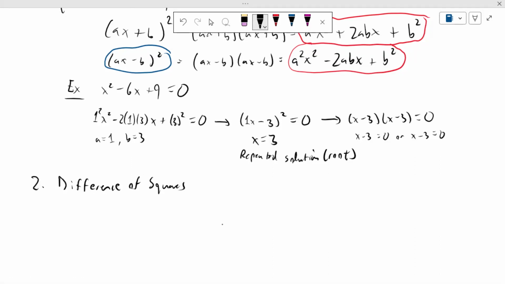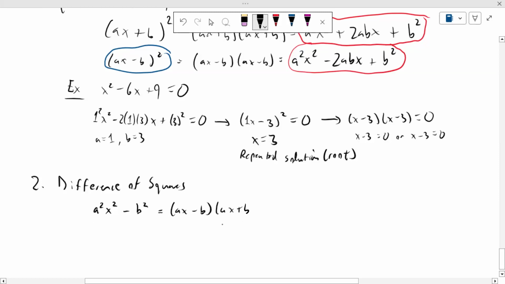Okay. And so basically, here's what it looks like. You have, let's say, a quadratic equation that looks like this. I'll call it a and b still. So I have a squared x squared minus b squared. So you basically have something squared minus something squared, which is why it's called a difference of squares. Now, this always factors as ax minus b times ax plus b.